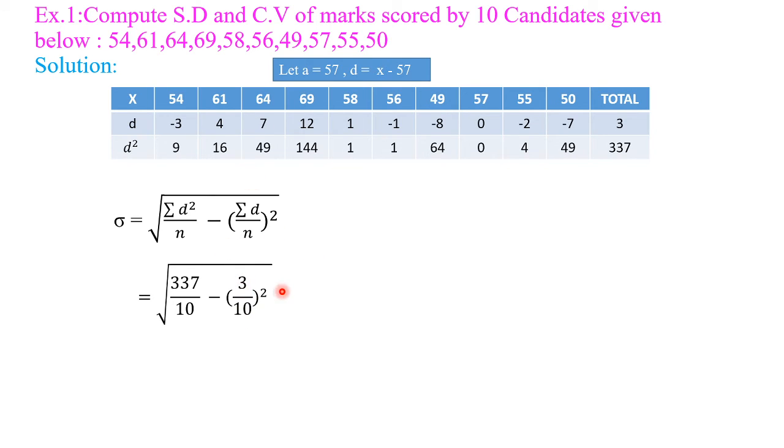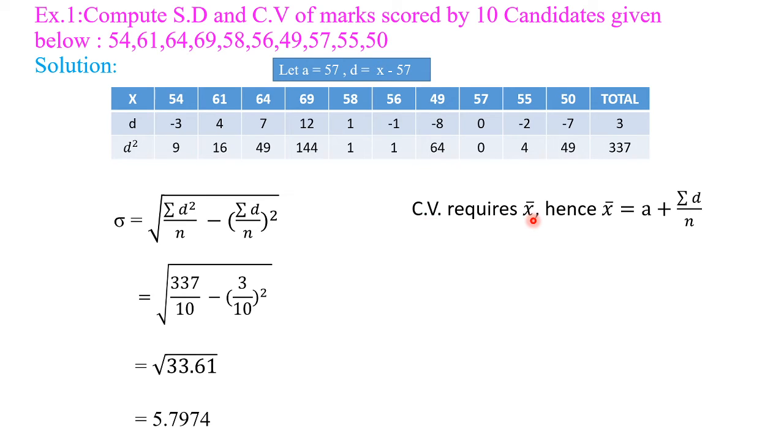3 by 10 bracket square. After solving this, we get 33.61. Therefore, under root 33.61, and we get sigma is equal to 5.7974.